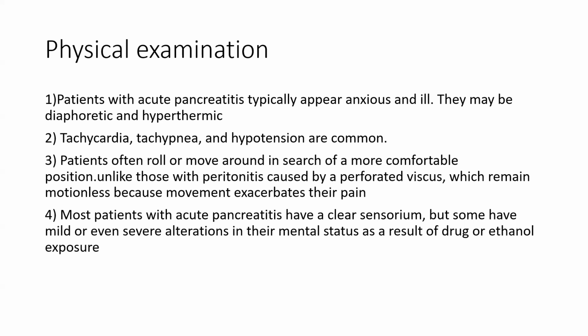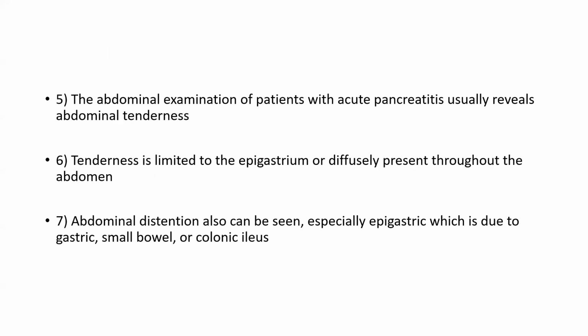Most patients with acute pancreatitis have a clear sensorium, but some have mild or even severe alteration in their mental status as a result of drug and ethanol exposure. The abdominal examination of the patient with acute pancreatitis usually reveals abdominal tenderness. The tenderness is limited to the epigastrium or diffusely present throughout the abdomen. Abdominal distension can also be seen, especially epigastric, which is due to gastric, small bowel, or colonic ileus.